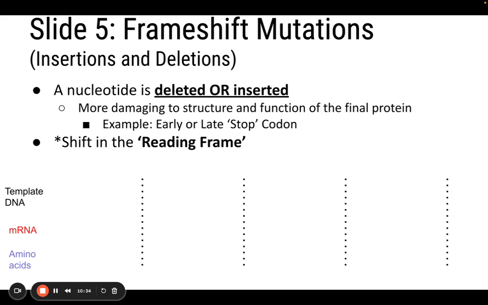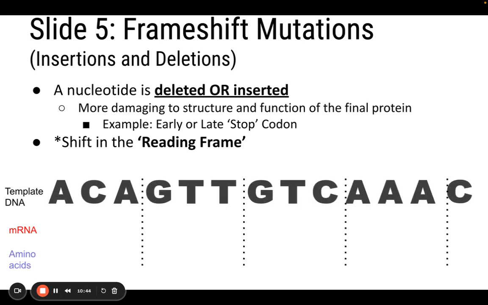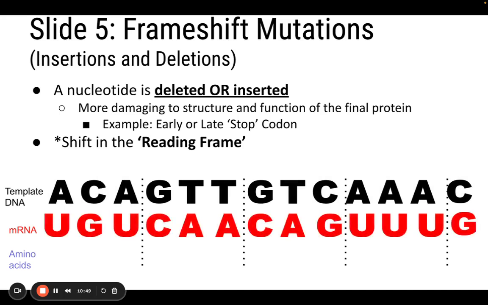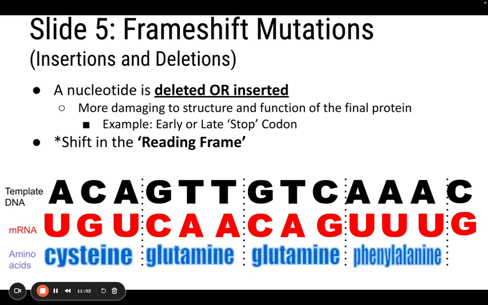So in this case, a nucleotide may get inserted or deleted, which can cause the reading frame or codon frame to shift. Some of these may cause an early stop codon in the protein structure. So here is a DNA template sequence, which codes for this mRNA sequence in red and shows our base pairing rules. Using my codon chart, I can decode each codon from mRNA for the correct amino acid. This gives me cysteine, glutamine, glutamine, phenylalanine.